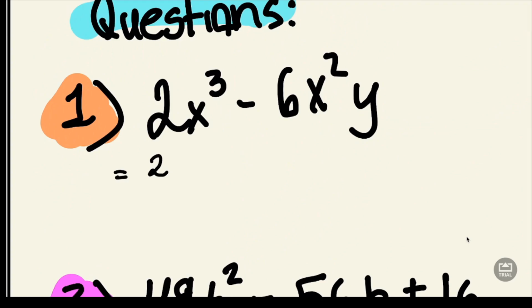No, you have to take out the variable with the lowest exponent, because even if we do the math and distribute it back out, just so I can show you guys, you'll see why we take the one with the lowest exponent. So it'll be 2x squared. That means this 2x squared is a factor of both terms here.